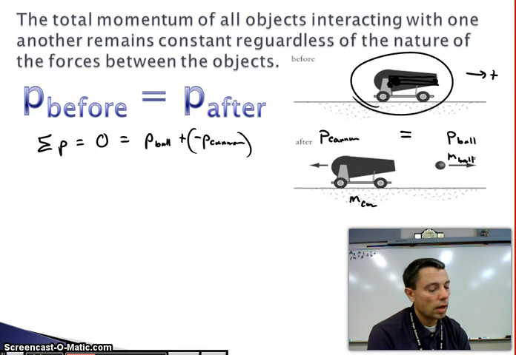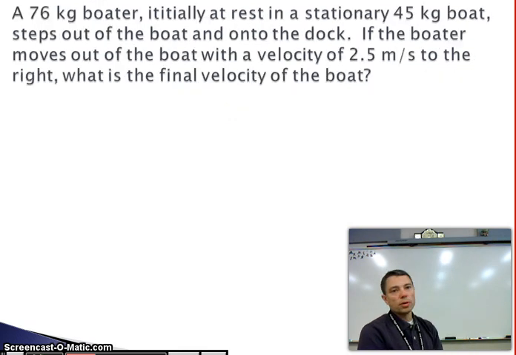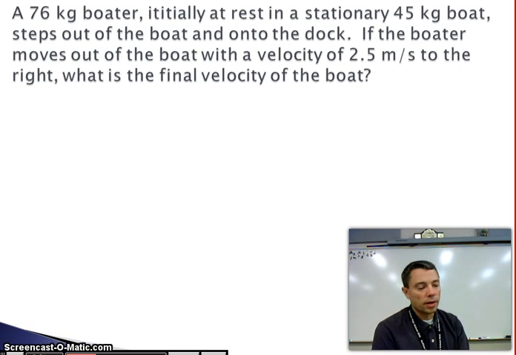Now let's look at an example problem on one of these. So here we have a conservation of momentum problem. I'm going to do two examples tonight. We have a 76 kilogram boater, initially at rest in a stationary 45 kilogram boat, who steps out of the boat onto the dock. If the boater moves out of the boat with a velocity of 2.5 meters per second to the right, what is the final velocity of the boat?